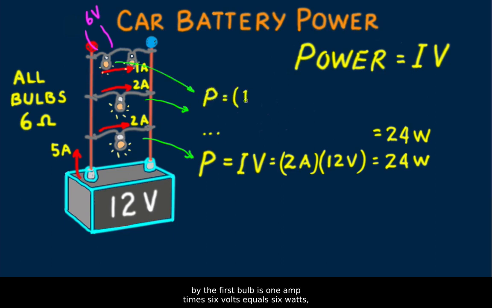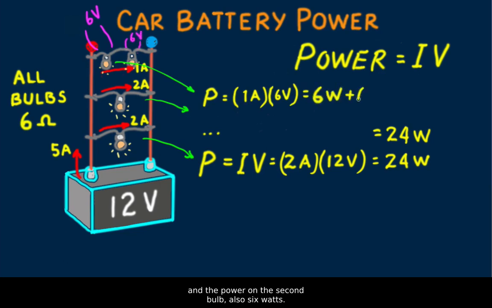and it follows that the power dissipated by the first bulb is 1 amp times 6 volts equals 6 watts. And the power on the second bulb, also 6 watts. So the power on the top branch is 6 watts plus 6 watts equals 12 watts. This checks for taking the branch as a whole. 1 amp of current times the full 12 volts across the branch produces 12 watts. That's 12 watts for both bulbs combined.